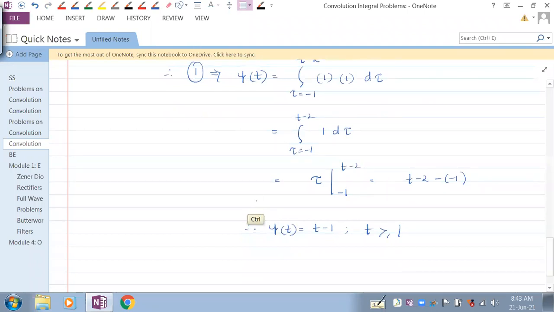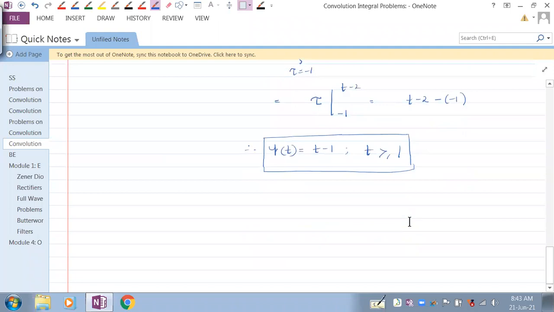Now you need to summarize this. Can you summarize this yourself? Summarize these results. What is that summary? Y of t is 0 for t less than 0, and it is t minus 1 for t greater than or equal to 0. So this is one way of dealing with it. Fine. So your y of t is this.